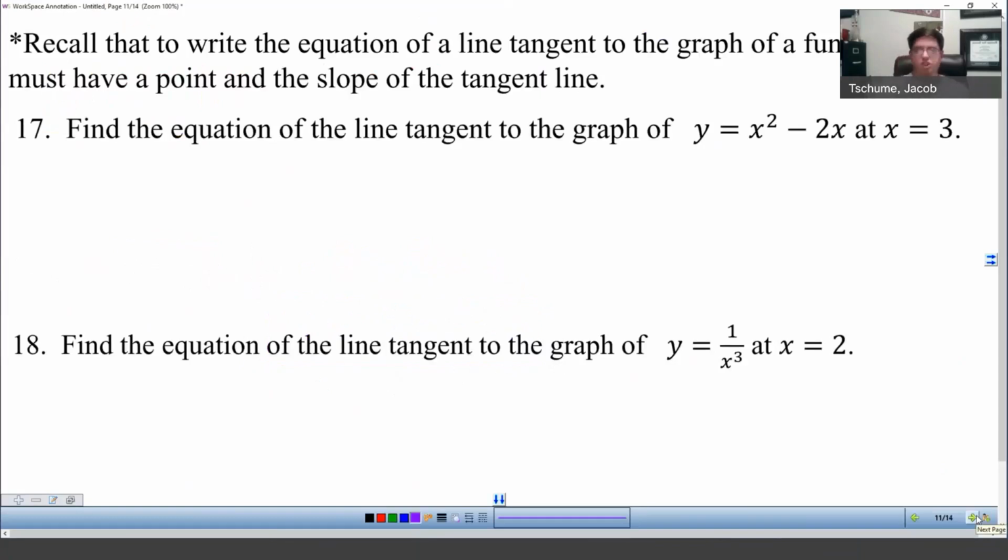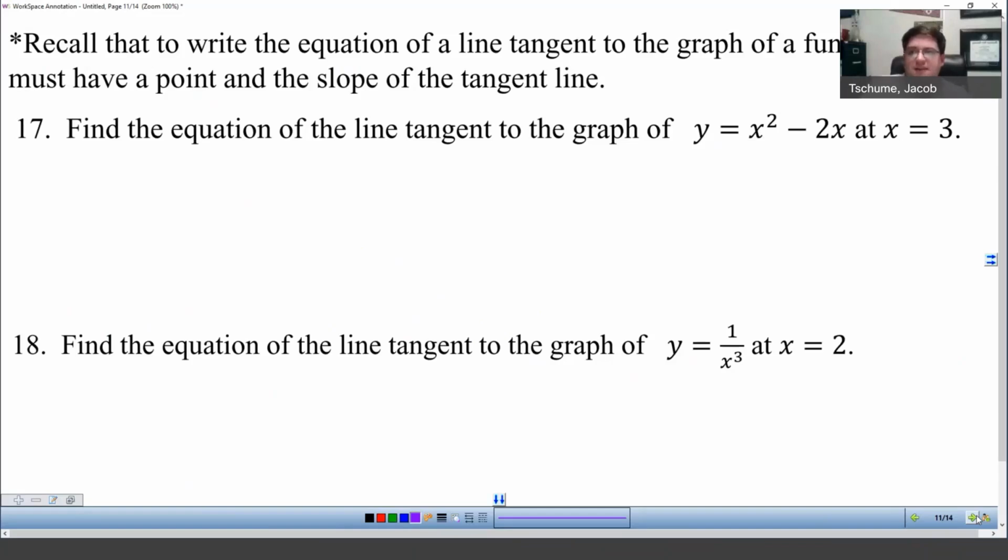All right, tangent lines. We did a tangent line example in the last video, but we did it using the long technique. So now that we've learned a shortcut, we can do tangent lines a little bit more quickly. Recall from the last video that to write the equation of a tangent to the graph of a function, you must have a point and the slope of the tangent line. So let's remind ourselves how we will work problems like this.